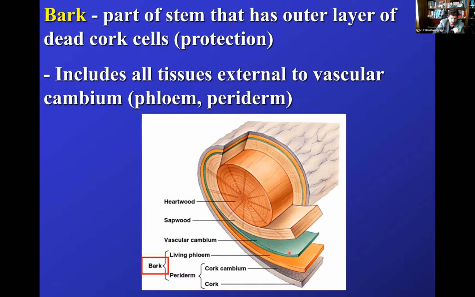Then we have phloem and vascular cambium, so that particular layer is still alive. And then we have xylem, which is dead. All of that is dead cells, then the green and the orange are living cells, and then the gray cells, only the top is living cells, everything else is dead.